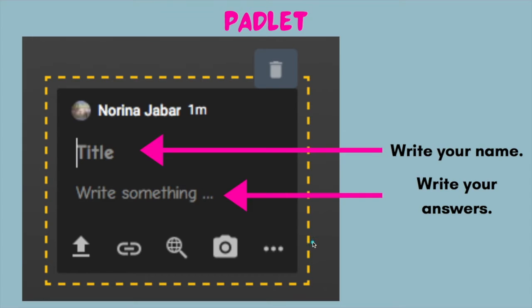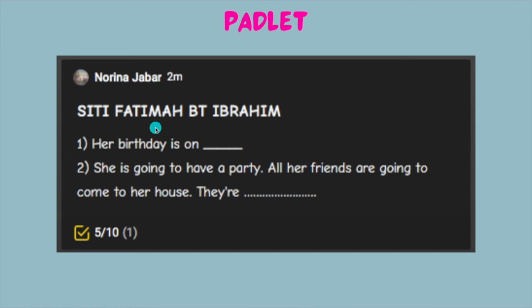Before you post your answer, please write your full name, not your glamour name, alright? Write your full name on title. On title, I want you to write your name and write your answers on write something. You click on write something and you write your answers. How are you going to do that? Okay, this is an example for you. Example, yeah. Siti, okay, on title, you write your full name, like Siti Fatimah binti Ibrahim. And then you write your answer below it.